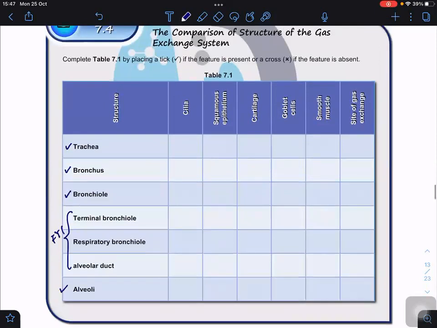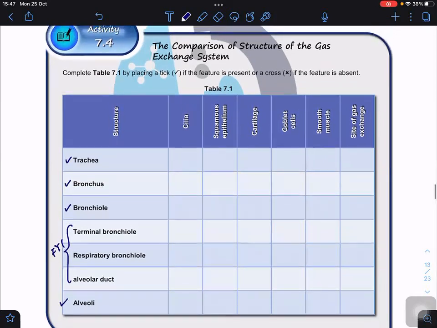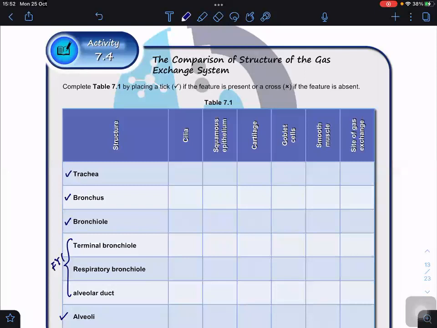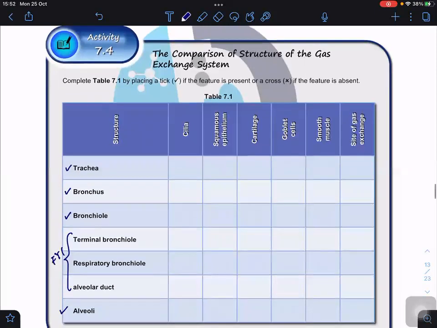So complete table 7.1 by placing a tick if the feature is present or a cross if the feature is absent. Okay, try to complete this table 7.1 now as a summary. Okay, let's look at these few structures. Trachea, cilia, definitely yes. And this cilia actually appear on what? Cilia appear on the pseudo-stratified ciliated columnar epithelium.